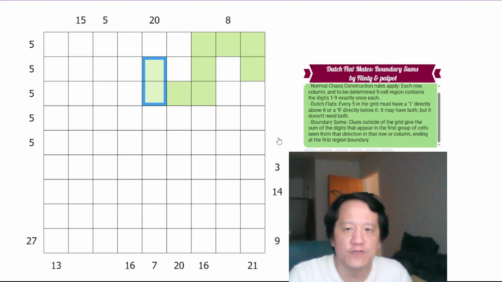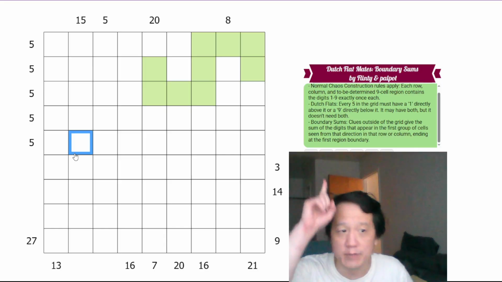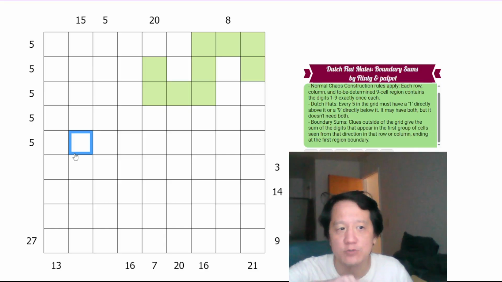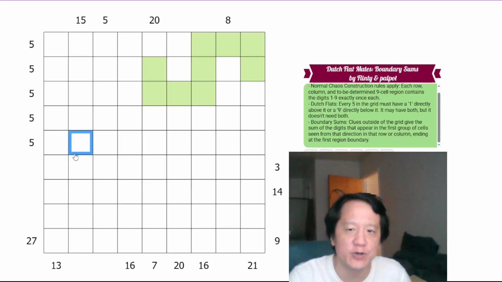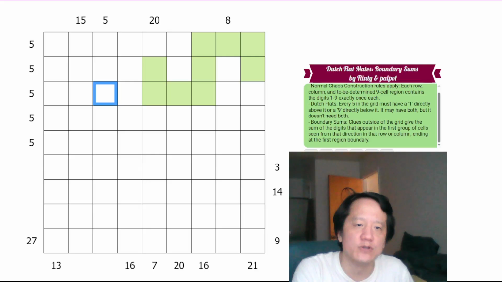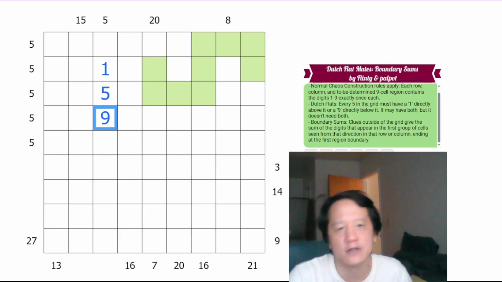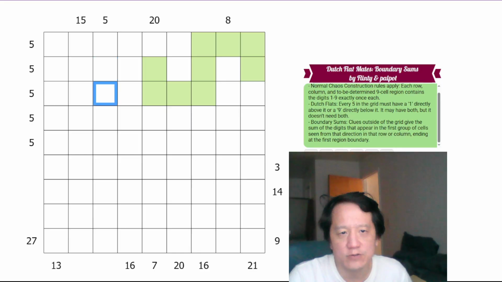We have Dutch flatmates, where every 5 in the grid must have a 1 directly above it or a 9 directly below it. It may have both, but it doesn't need both. So, for example, if we had a 5 here, it would be valid as long as we had a 1 here or a 9 here. That's an example of how Dutch flatmates work.